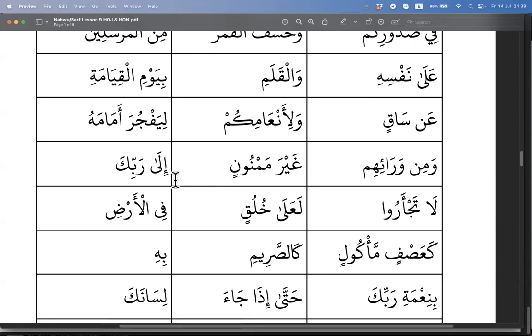Next one. Ila rabbika. Half of jar: Ila and Rabbi. Rabbi and ka is idafah.